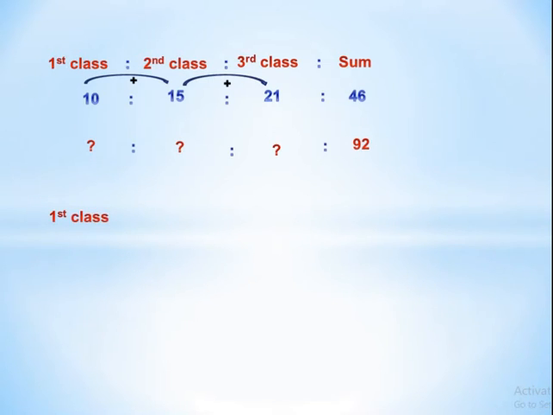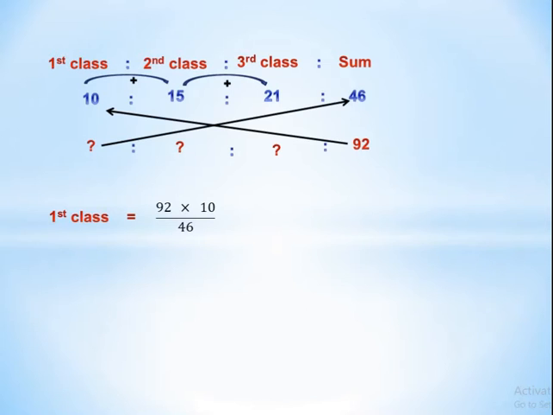Okay, first class, we are going to make scissors: 92 times 10 over 46. We know that the number with the question mark goes down, and the other two numbers are multiplied on top. Okay, it will be 20.